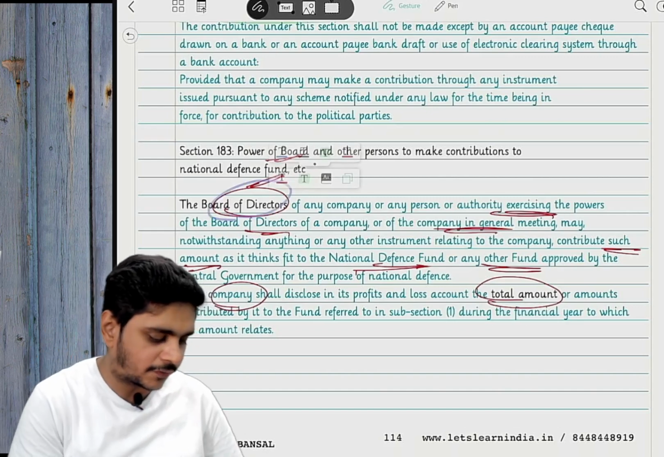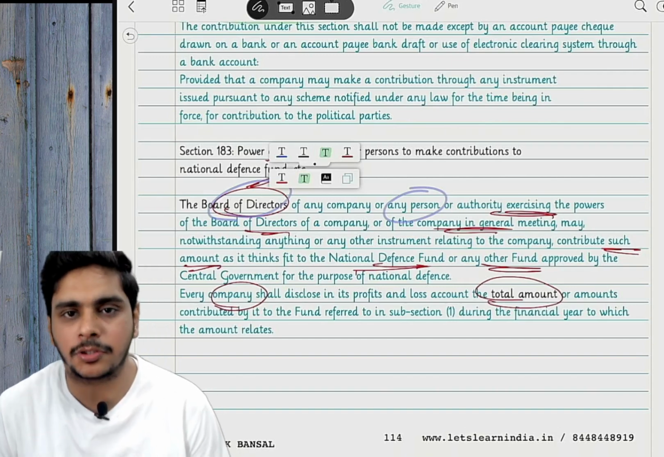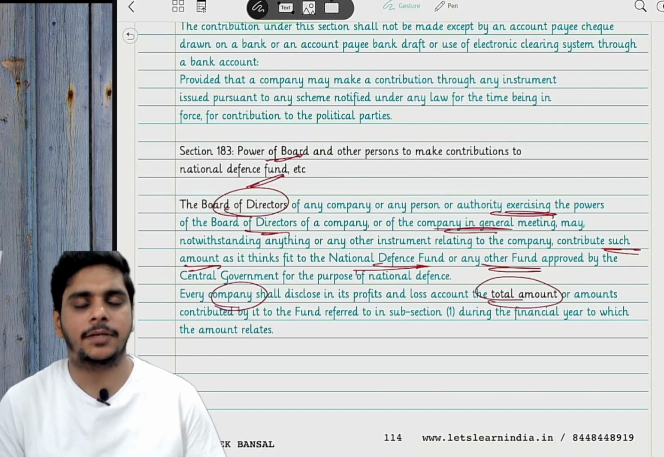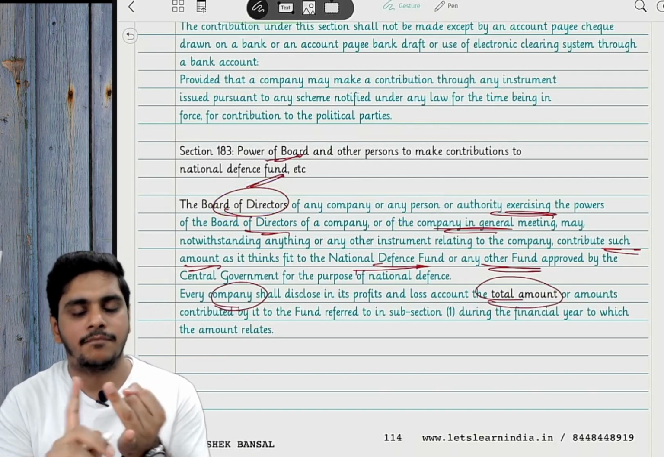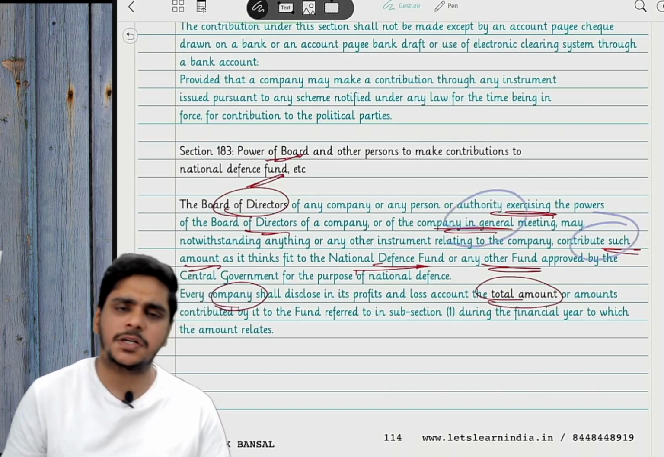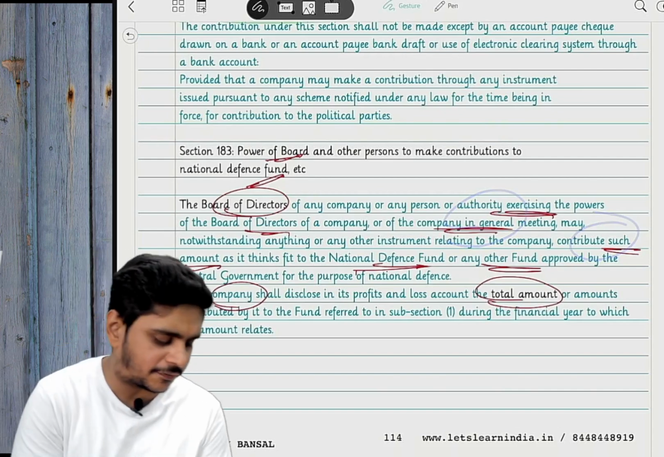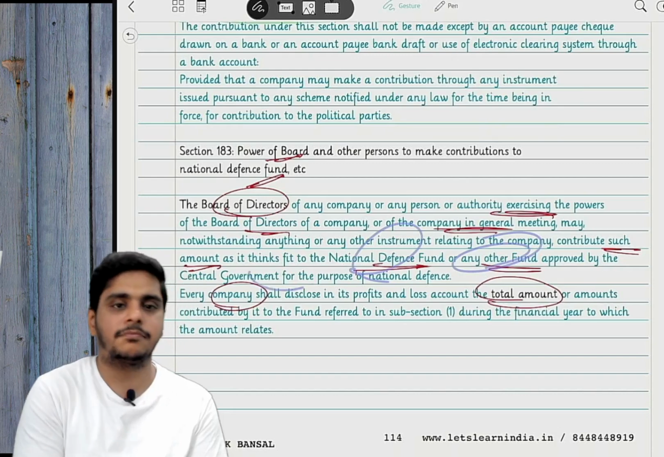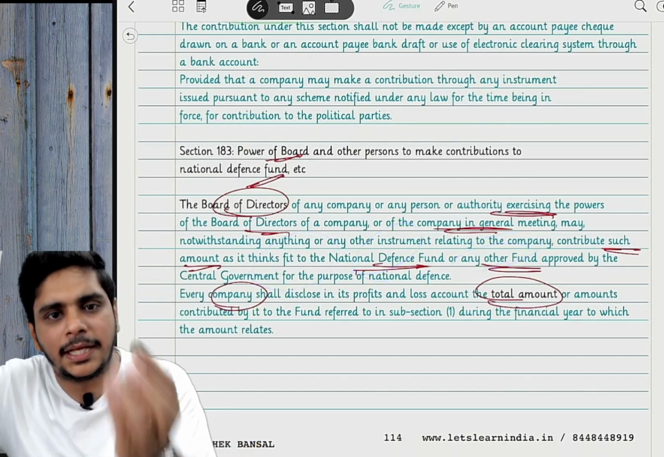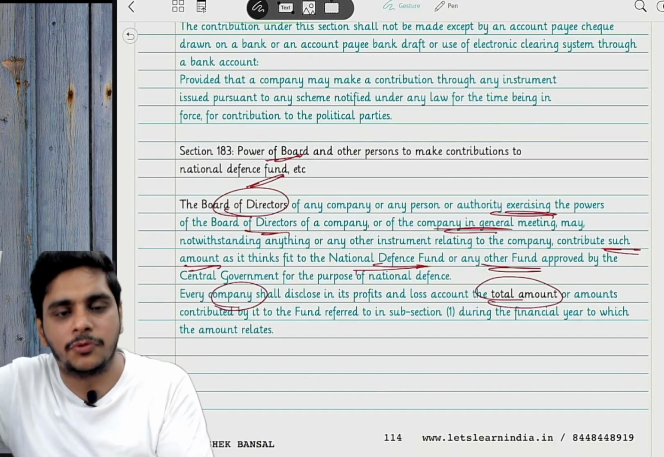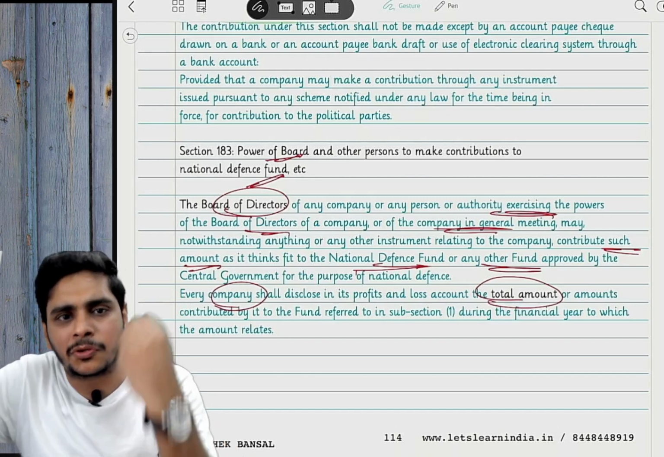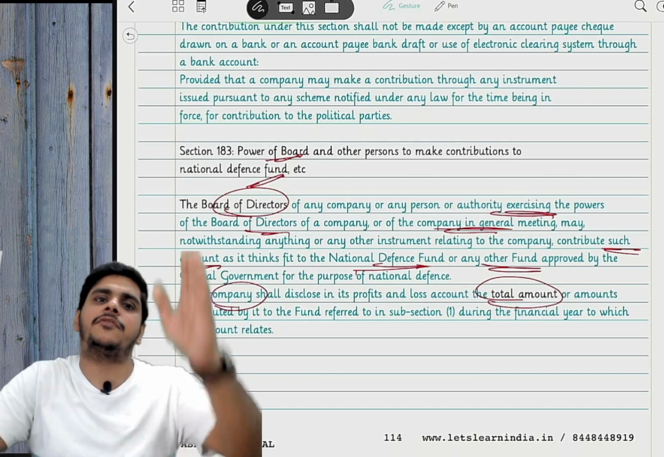So the board of directors of any company, or any person or any authority exercising the powers of the board of directors of a company, or of the company in GM. That means board can do it, members in general meeting can do it, may contribute such amount as it thinks fit to the national defense fund or any other fund set up by the CG for the purpose of national defense fund. So you can delegate it to somebody, you can do it by your own board, you can give it to the members, you can do it on your own. Anything can happen because you are contributing for the national defense fund.